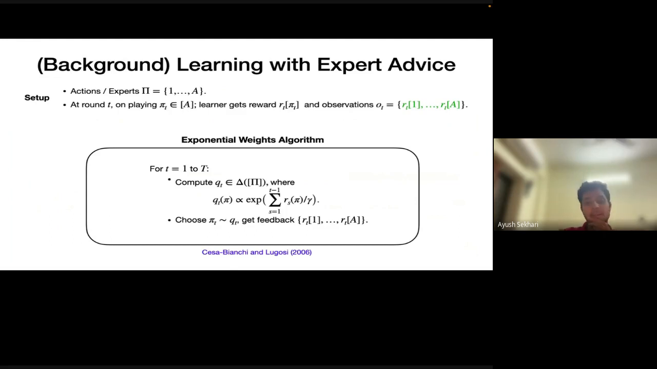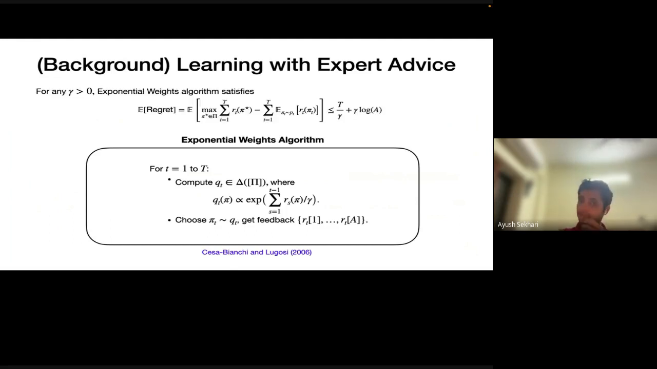Now, this algorithm is known to be optimal in the expert advice setting. In particular, one can show that for any scale parameter gamma that goes into the step size of this algorithm, this algorithm guarantees that the expected regret is bounded by T over gamma plus gamma log A, which by optimally choosing gamma leads to square root of T log A. So this full information setting is super well understood.